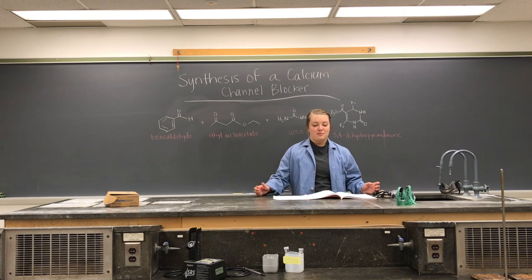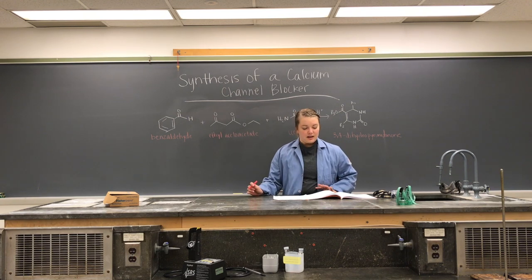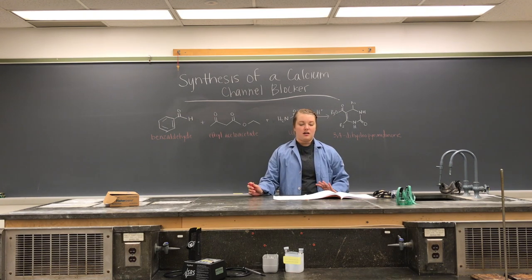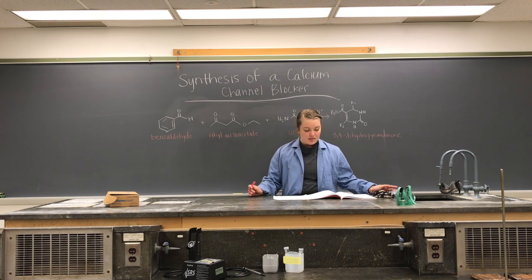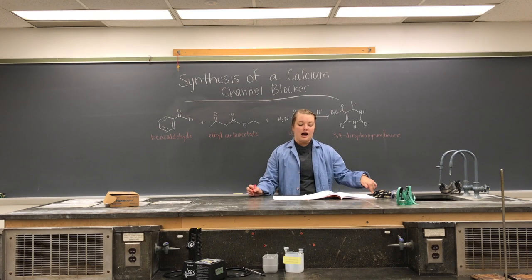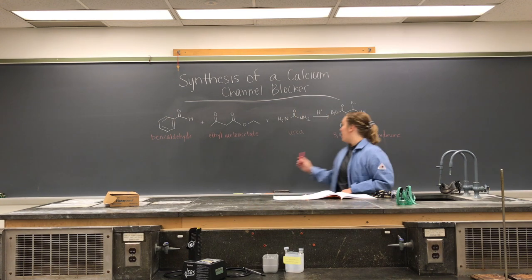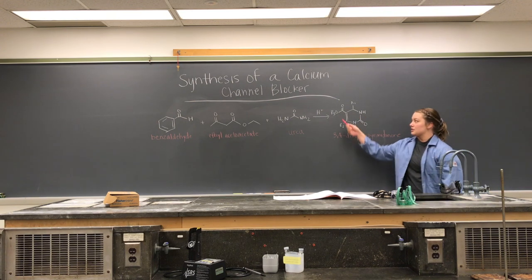So today we'll be synthesizing a calcium channel blocker. And calcium channel blockers are used as antihypertensive drugs, which means that they can lower high blood pressure. And they're synthesized via the Biginelli reaction, which is a one-pot synthesis of an aldehyde, a beta-ketoester, and urea to form a 3,4-dihydropyrimidinone, which looks like this.